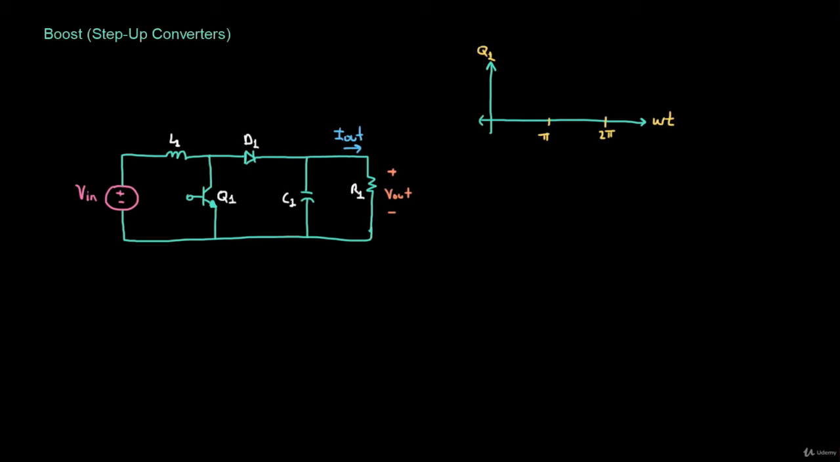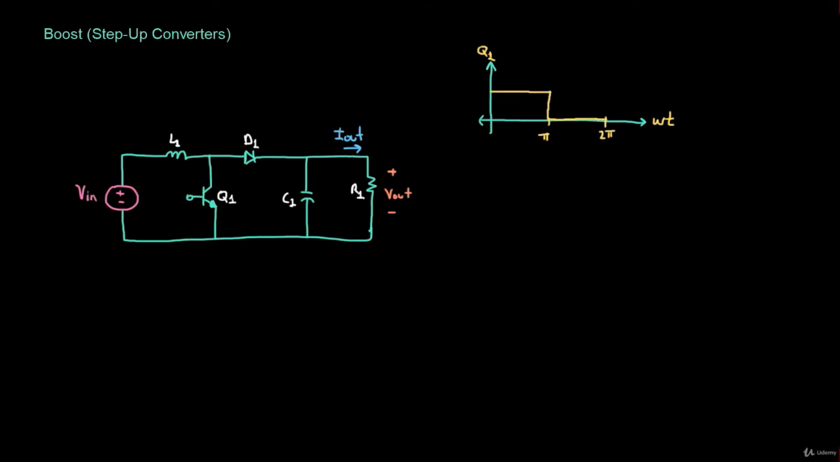As you can see, just like in the buck converter, we have one inductor, one capacitor, the output load, and then one diode and one transistor. Similar to the buck converter analysis that we did, we're going to switch transistor Q1 on from 0 to pi, and switch it off from pi to 2 pi. So the control signal for transistor Q1 would look like this. It would be on from 0 to pi, then 0 from pi to 2 pi.